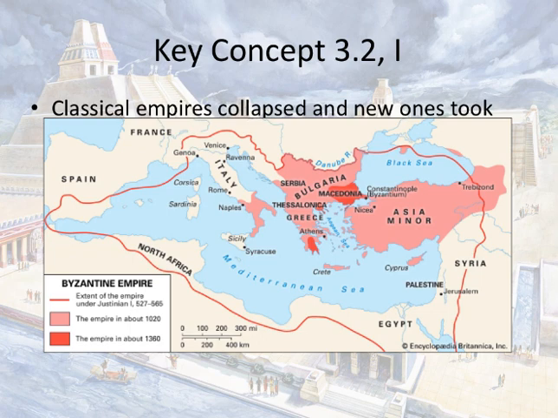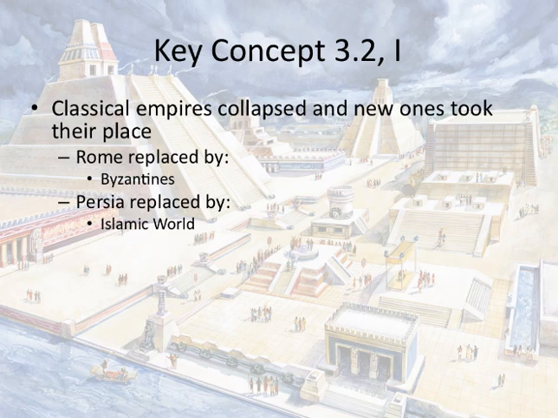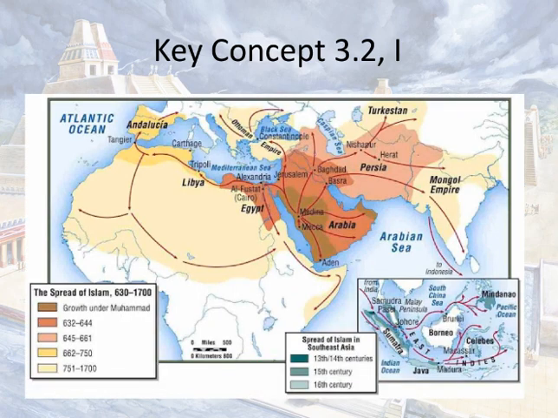And if you recall, their most famous emperor was Justinian, who put in place a law code and had a very famous wife. And they controlled Constantinople, which was the crown jewel of all cities in Europe at the time. In addition to the Byzantines, you see that Persia is replaced by the Islamic Empire, or the Islamic world, Dar al-Islam, shown there on the map. And you'll see that Islam covered a vast amount of Afro-Eurasia and spread very, very quickly.